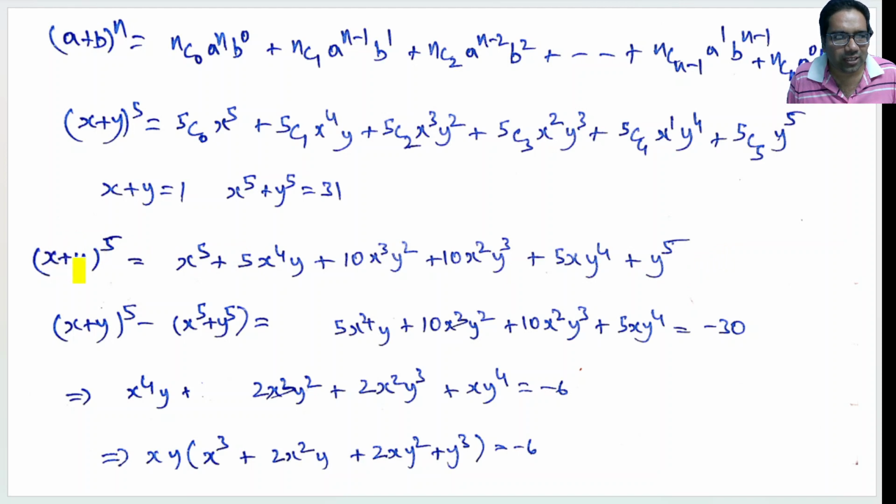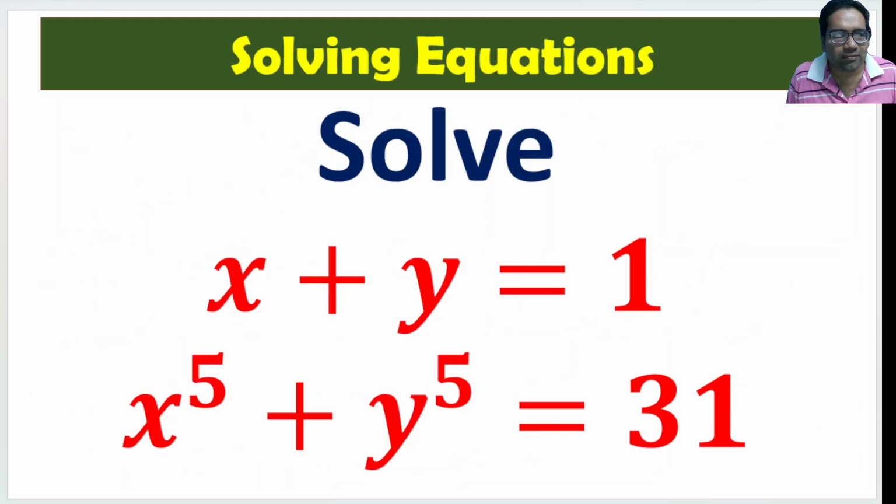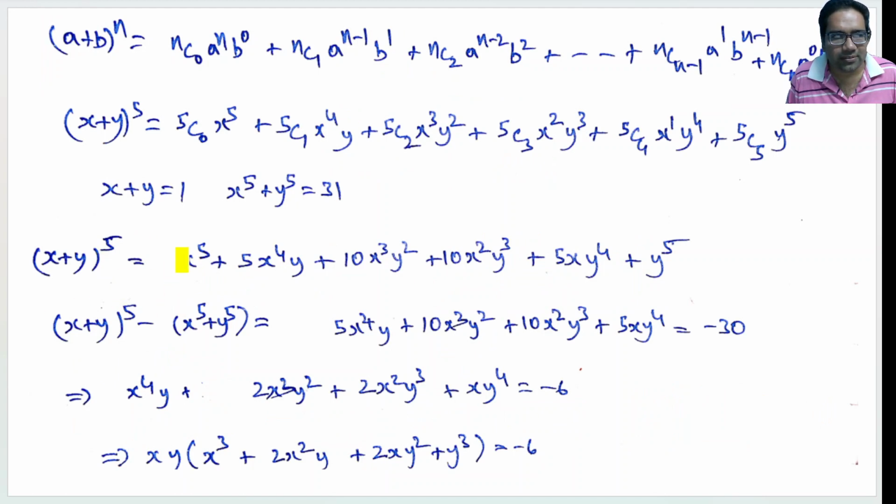Now, x plus y whole power 5 minus the original one. Let's do this: this raised to the power of 5 minus this. So this minus x power 5 plus y power 5. Basically, x power 5 and x power 5, y power 5 and y power 5, these will go away. We'll be left with 5 x power 4 y, 10 x cube y square, 10 x square y cube, 5 x y power 4, and on the right, 1 power 5 minus 31, which is minus 30.